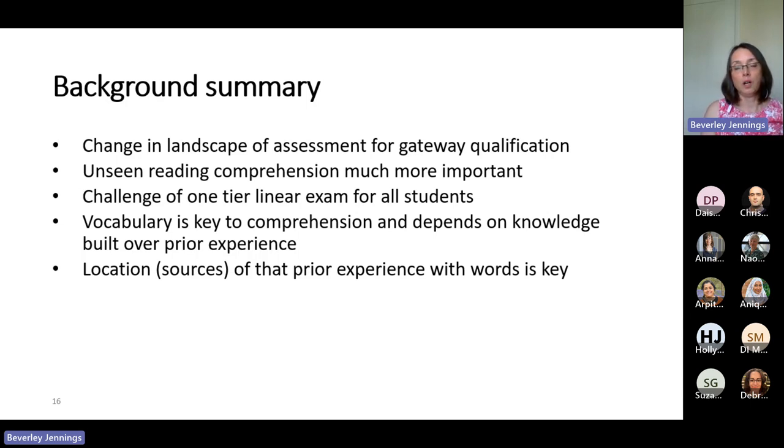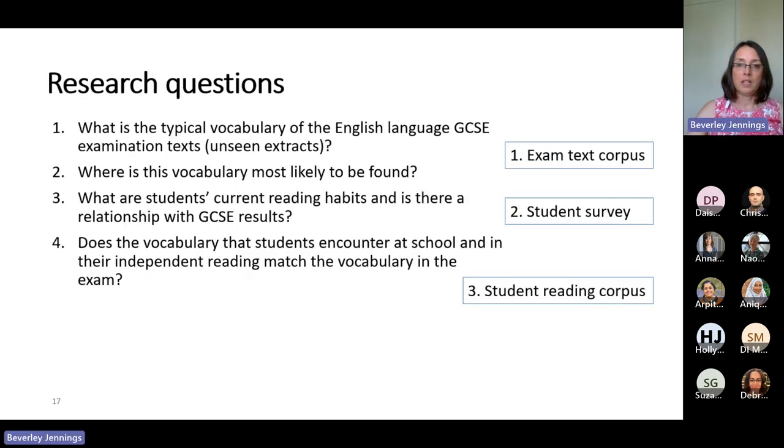From a theoretical point of view, vocabulary is key to comprehension, and it depends on knowledge built over prior experience with the words. For me, finding out the location or sources of that prior experience, where those words can be experienced, has been absolutely key to what I've been doing. So these are the research questions that I've been asking myself.